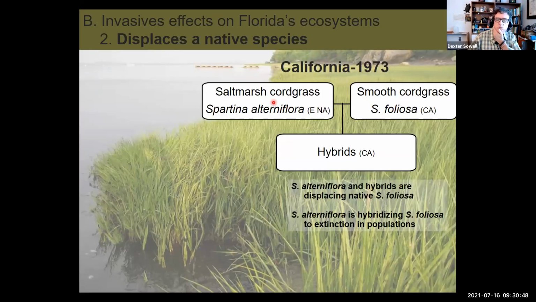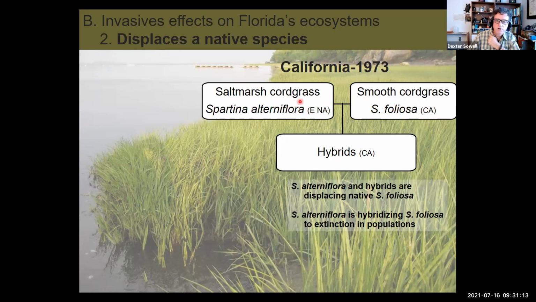Well, it got introduced purposely onto the West Coast of the US. The Corps of Engineers introduced it out there to help minimize erosion of some California bays. And lo and behold, it hybridized with the rare native California smooth cordgrass, and it created hybrids.